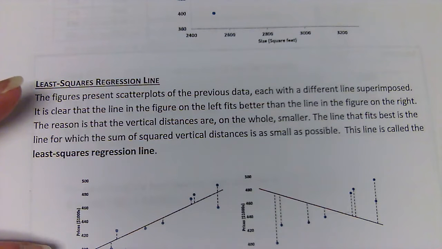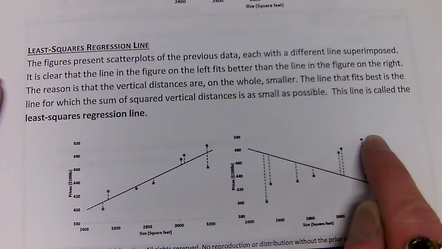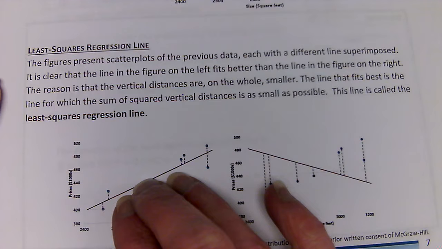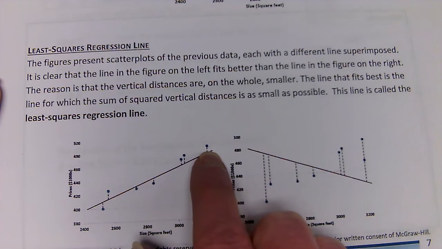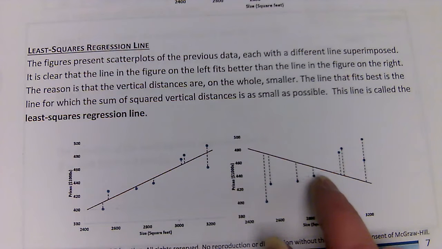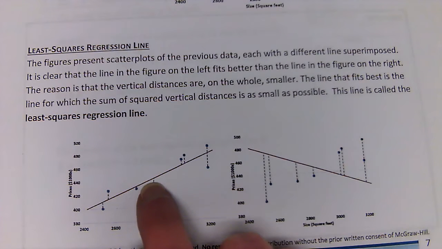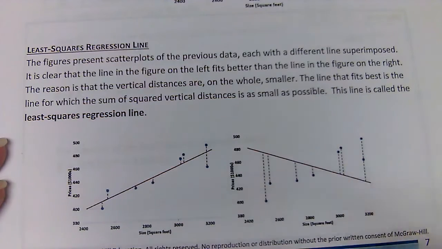So we're going to take the same data and we have some lines of best fit or some lines drawn in. And notice that on each of these lines, they drew in how far away the line was from each of the points. So on this side, these little vertical distances between the point and that line are very small. And on this one, they're pretty large. The line that fits the best is the line for which the sum of the squared distances is as small as possible. It's called the least squares regression line.